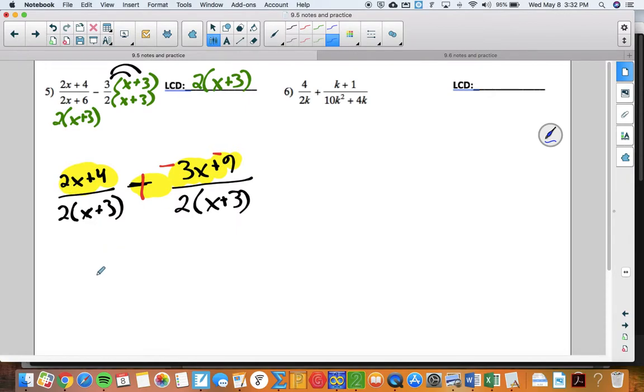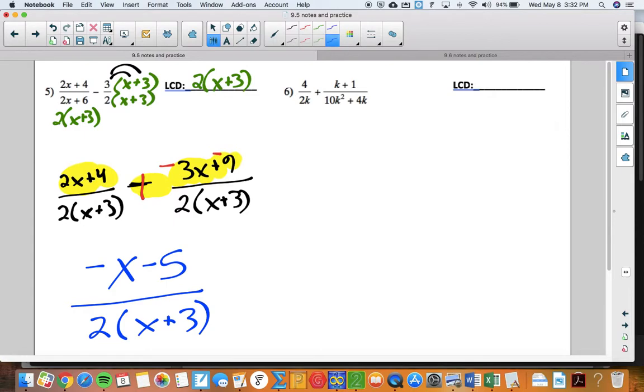So let's combine like terms. For x's, I get negative 1x or negative x. For the numbers, I get negative 5. On the bottom, I get 2 times x plus 3, because remember, we don't actually do anything with the bottom, we just bring the common denominator down. And so there we are, and we can't really factor anything out. You could factor out a negative 1 on top, but that's not going to cancel with anything on the bottom.